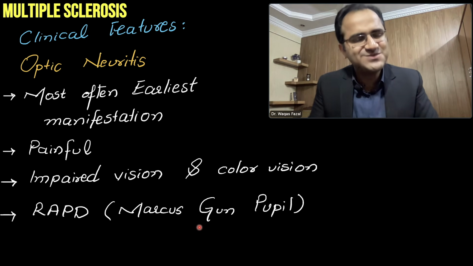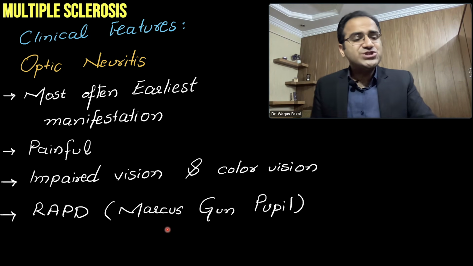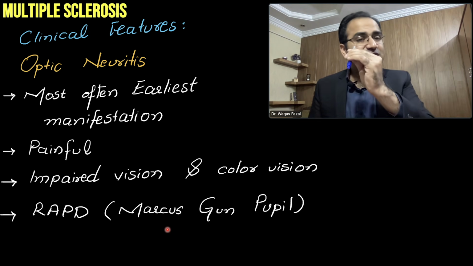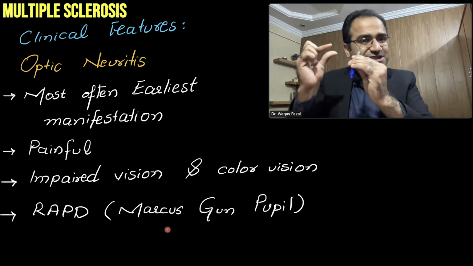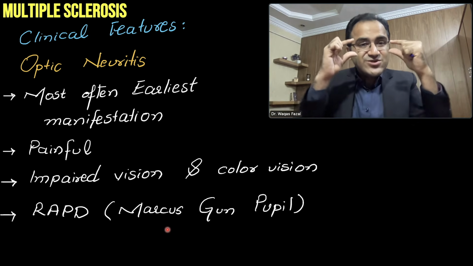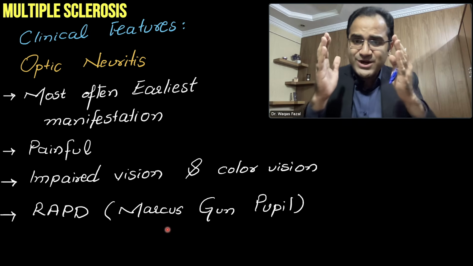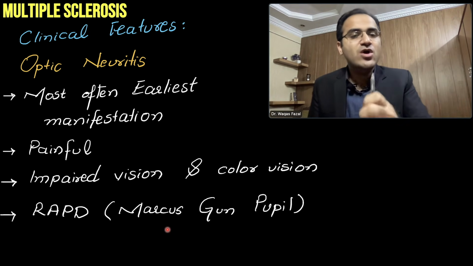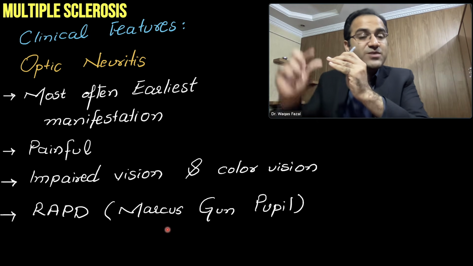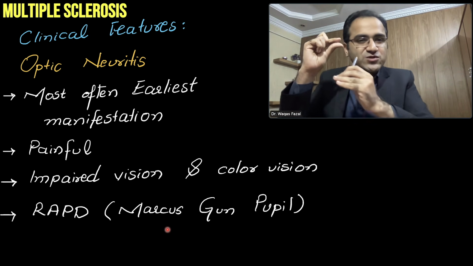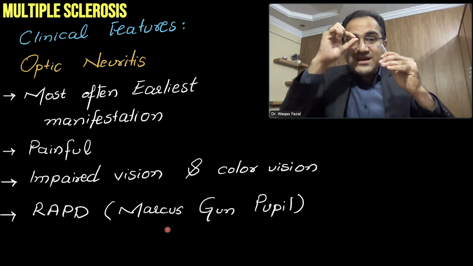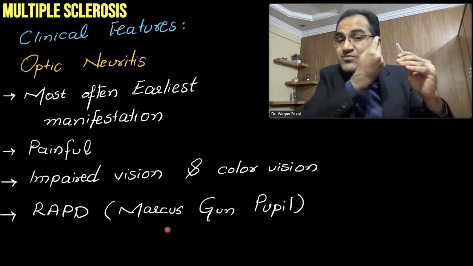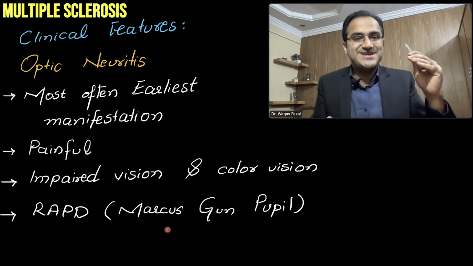Now what is RAPD? What is Marcus Gunn pupil? Normally when you shine light into the eye, the pupil will constrict, and when you swing the light to the other eye, the pupil of the other eye will constrict. This is a normal reaction to light. The pupils constrict in response to light. But in patients with RAPD, if this is the diseased eye and this is the healthy eye, when you shine light to the healthy eye, the pupil will constrict. But when you swing the light to the other eye, the eye will dilate, because this eye cannot perceive light because the optic nerve has been injured.